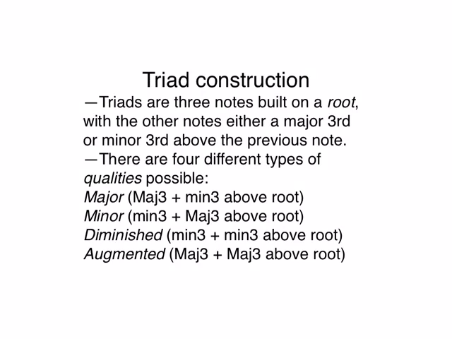Triads are three notes built on a root with the other notes either a major third or a minor third above the previous note. So we would call the bottom note the root, the next note up we'd call the third of the triad, and the next note up the fifth of the triad.